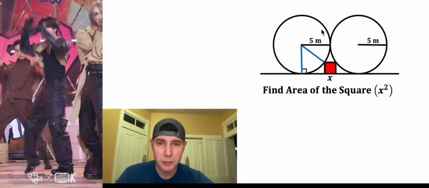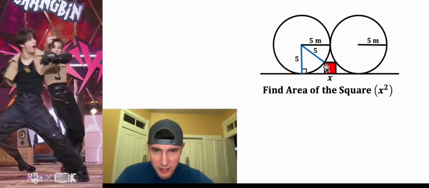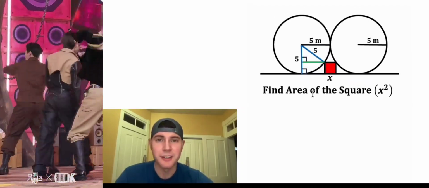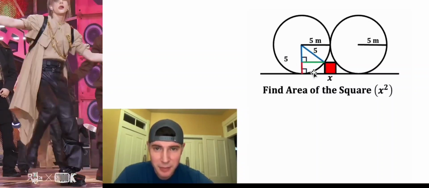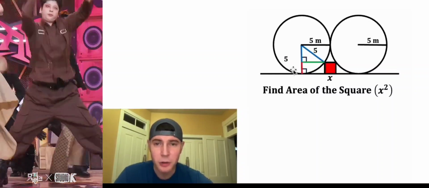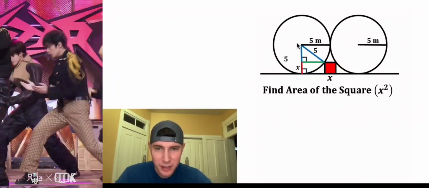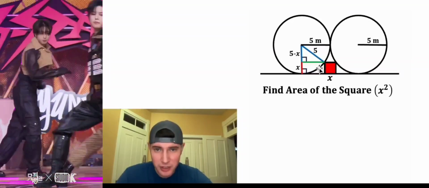Each of these blue lines are both radii of the circle, so they're both going to have a length of 5 meters. And let's extend this line right here parallel to this so that this will also be a right angle. So with this setup, this red portion of the line right here, it's the same thing as the height of this square, so it will also have a length of x. And since this whole thing has a length of 5, this remaining blue portion will be 5 minus x. And then let's call this green line y.